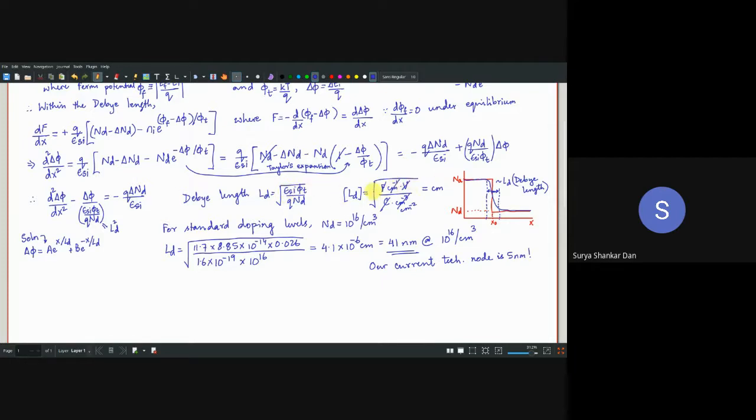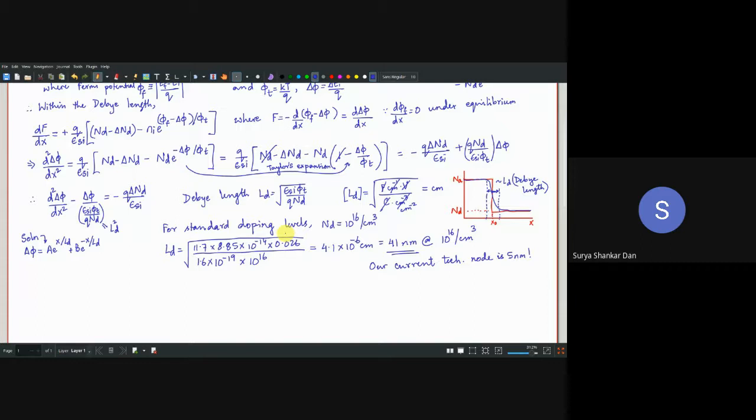This is basically dimensional analysis. So we will note that epsilon is the farad per centimeter, into volt, divided by coulomb per centimeter cube. So they will cancel, and you will essentially end up in centimeter units. So that means the denominator of this expression is nothing other than the unit of centimeter square.